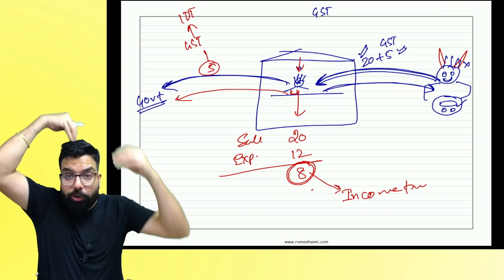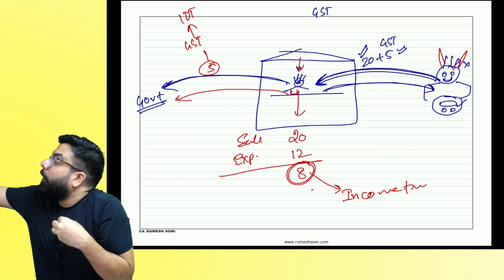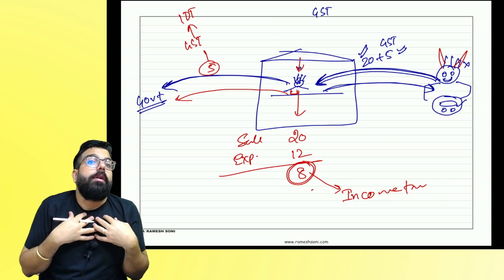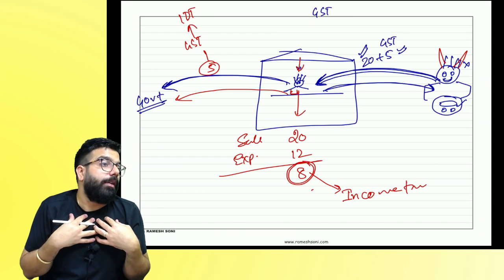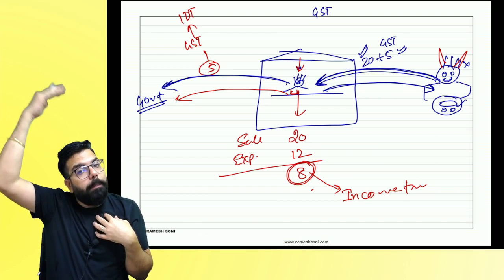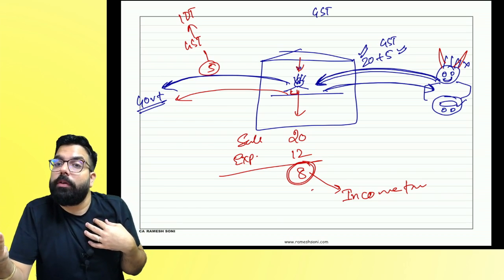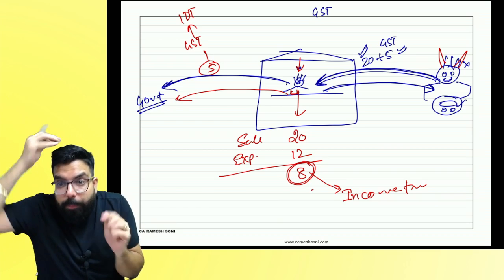Government imposed tax on my business income. I am the only one paying to the government. So direct tax. Why direct tax? Imposed on me, paid by me. What is indirect tax? Imposed not on me, but on my goods and services.